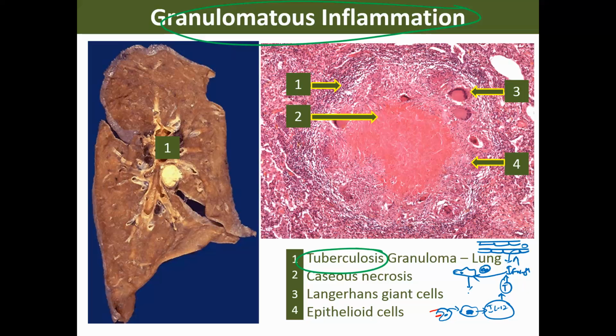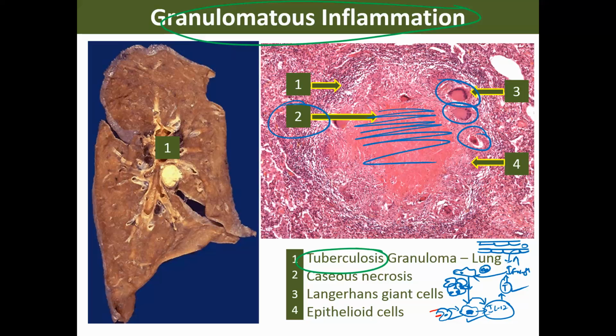Okay, then they will become activated macrophages. Again they will release IL-12. So this will start as a cycle. In the end, they will produce central caseating necrosis, surrounded by activated macrophages, otherwise called epithelioid cells, and T lymphocytes, and all the activated macrophages join and they form what? Multinucleated giant cells.